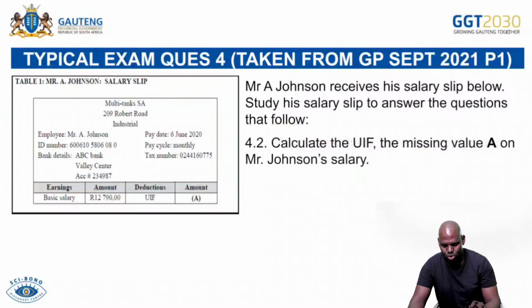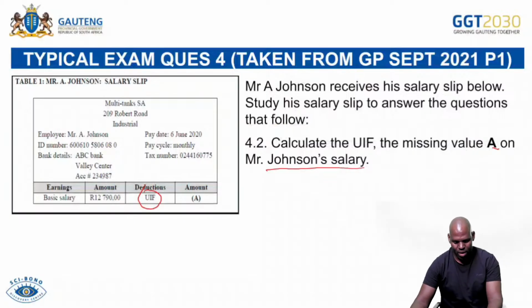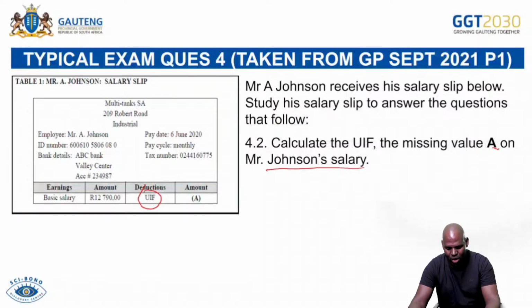Okay, so the next question is again about the very same salary slip. Mr. A. Johnson receives his salary slip below. Study his salary slip to answer the questions that follow. The next question is, calculate the UIF, the missing value A, on Mr. Johnson's salary. So in this case, it means now they need to deduct the UIF. How much must be deducted? What amount of UIF must be deducted there?